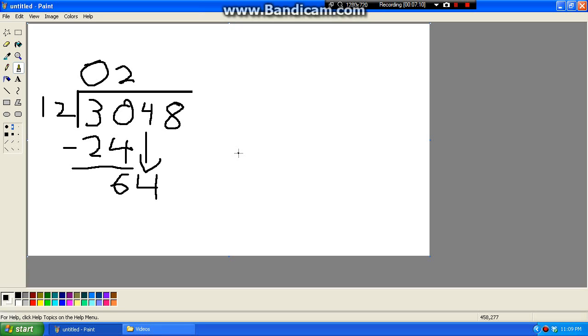So now we say, well, 12, 24, 36, 48, and then it goes straight to 60, and then it goes 72. 72 is too fast, so 60. So you take away 60, you get a remainder 4, and the answer is 5.